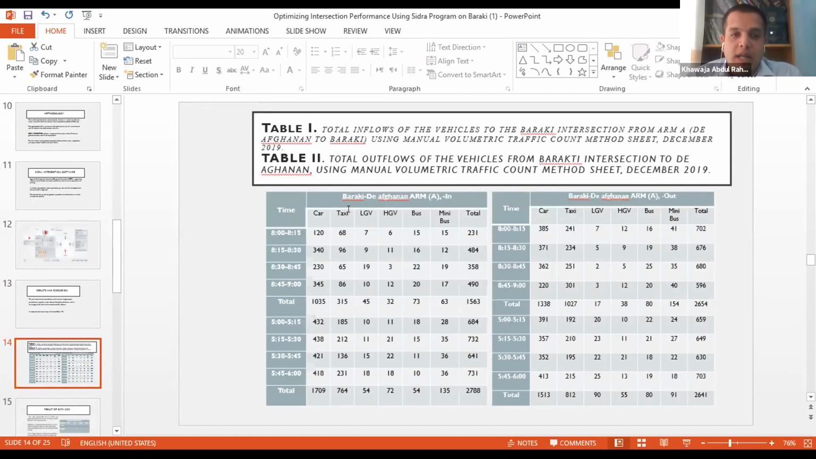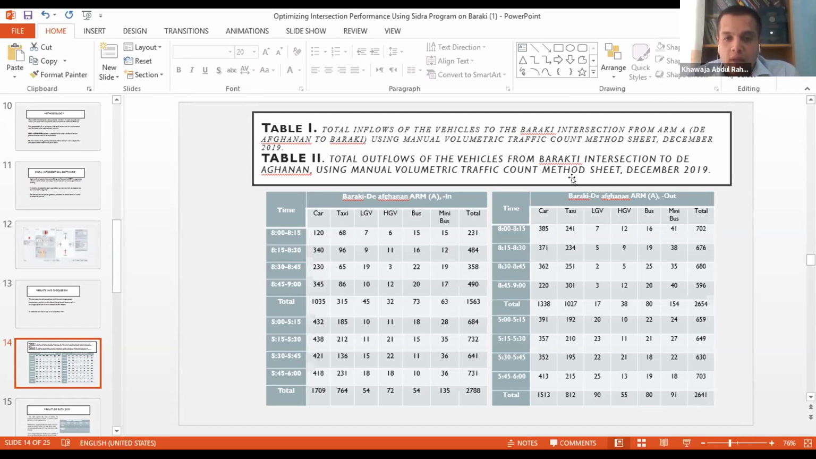This table shows how many cars came from Baraki and have gone on arm A, and as we mentioned, the peak hour is from 8 a.m. to 9 a.m. Here we recorded the data for every 15 minutes. For example, here we can see 8 till 8:15. It means in 15 minutes, 120 cars, 68 taxis, 7 light goods vehicles, 6 heavy goods vehicles, 15 buses, and 15 minibuses in total pass through this intersection from Baraki to Devon in 15 minutes.